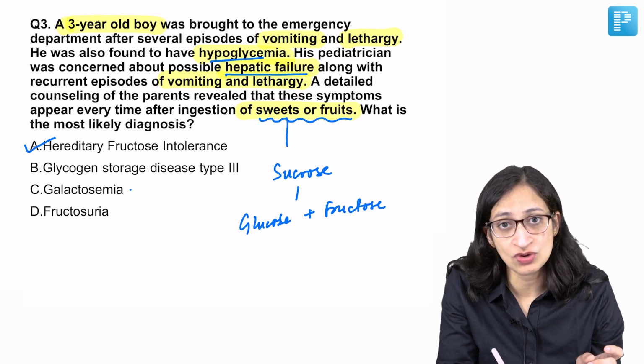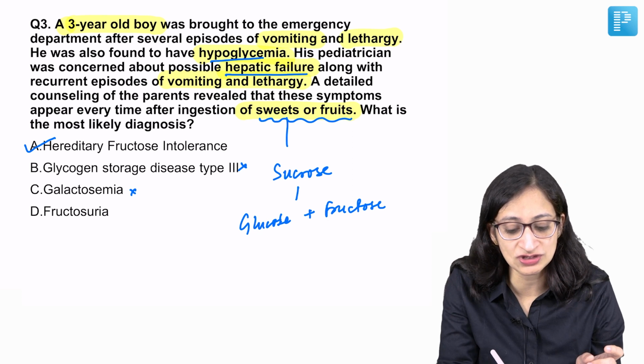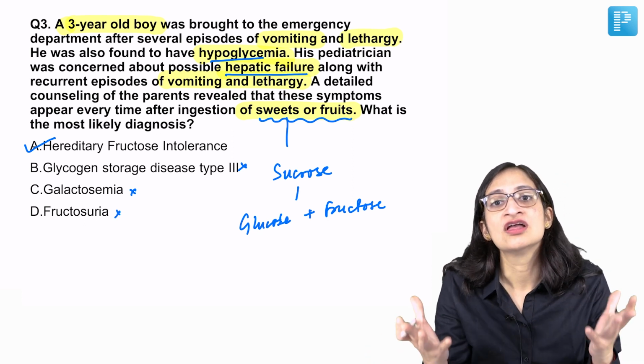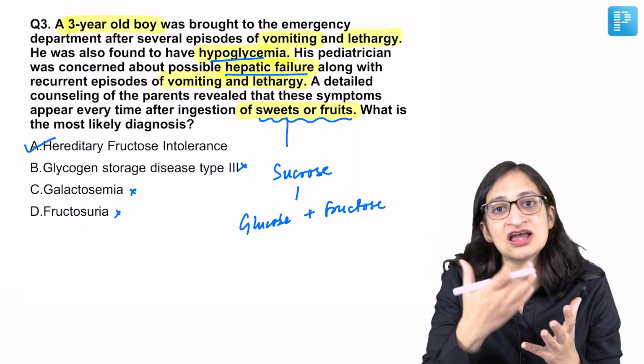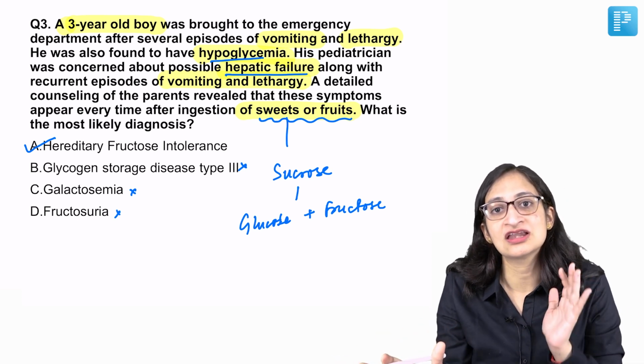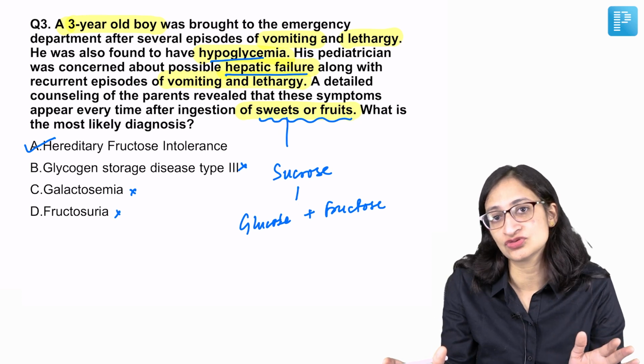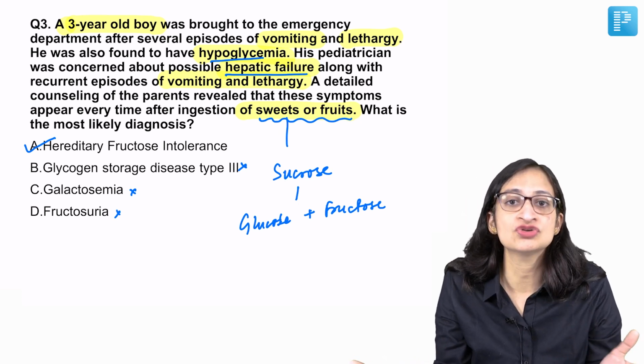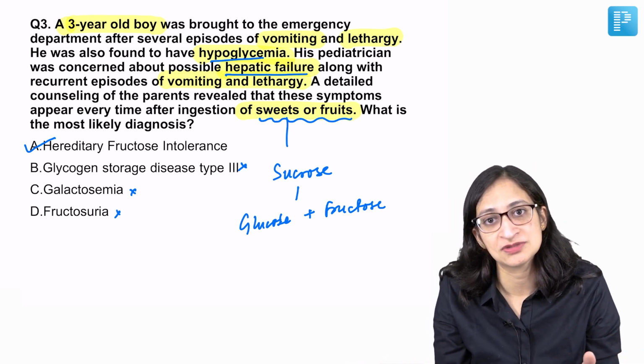Galactosemia, we already saw what is the typical presentation. Fructosuria is a very benign kind of condition where, if excess fructose is taken in the diet, fructose will be excreted in urine. So this condition remains asymptomatic and it is a totally benign condition. Nothing needs to be done about it. So over to Dr. Smily to discuss the biochemical basis.